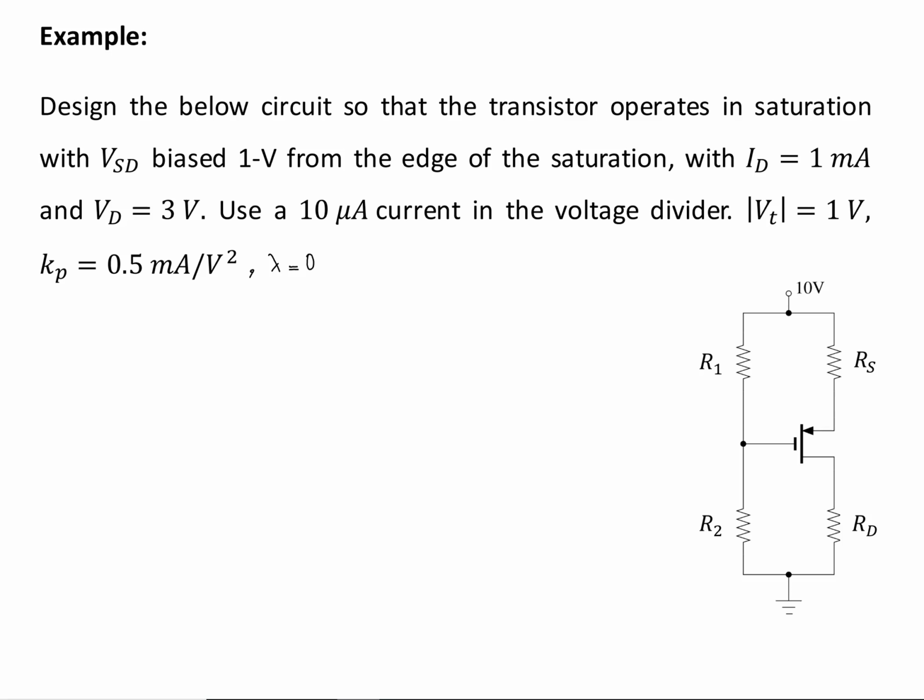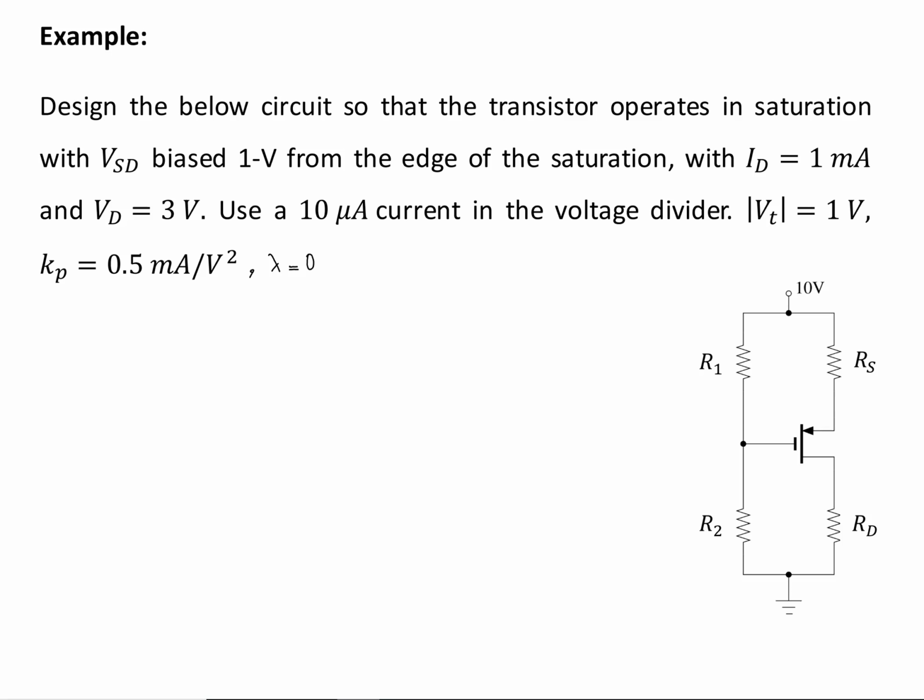And we would like to have a drain current of 1 milliamp in our circuit and the drain voltage, or the node voltage at the drain, to be equal to 3 volts. We want to use a 10 microamp current in the voltage divider circuit. The threshold voltage for this PMOS transistor is equal to negative 1 volt.